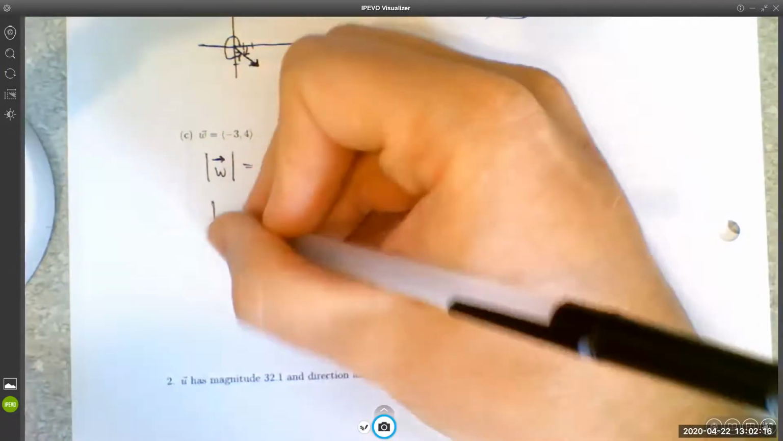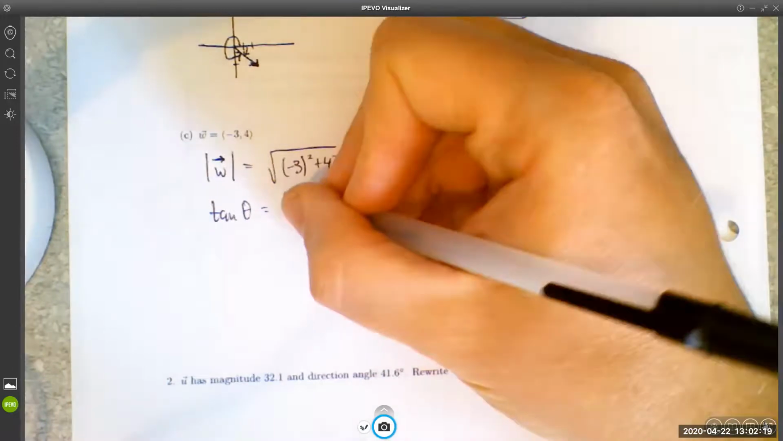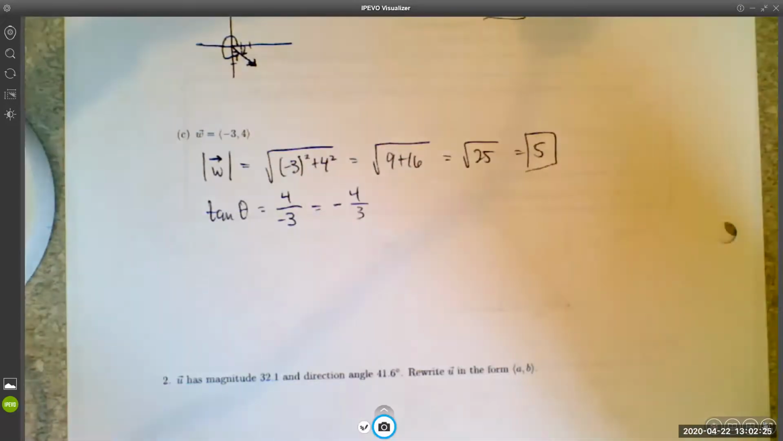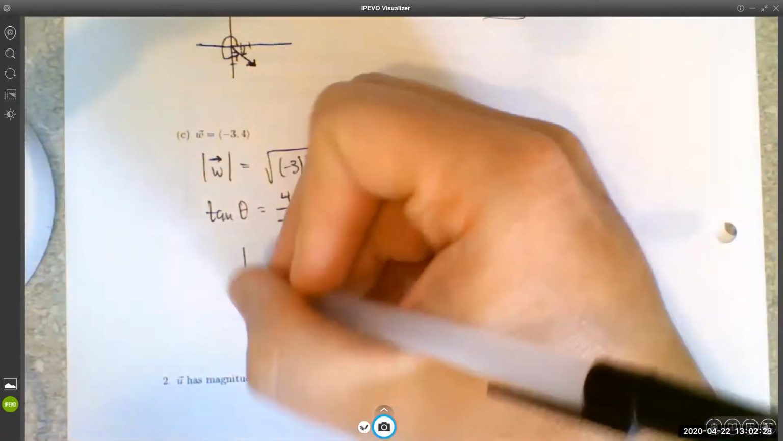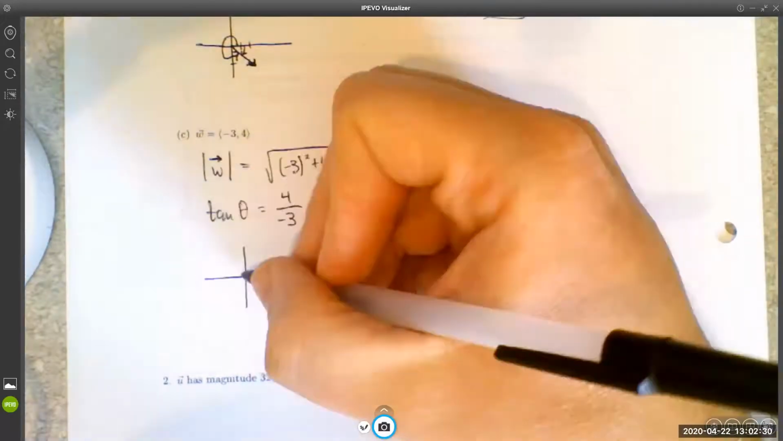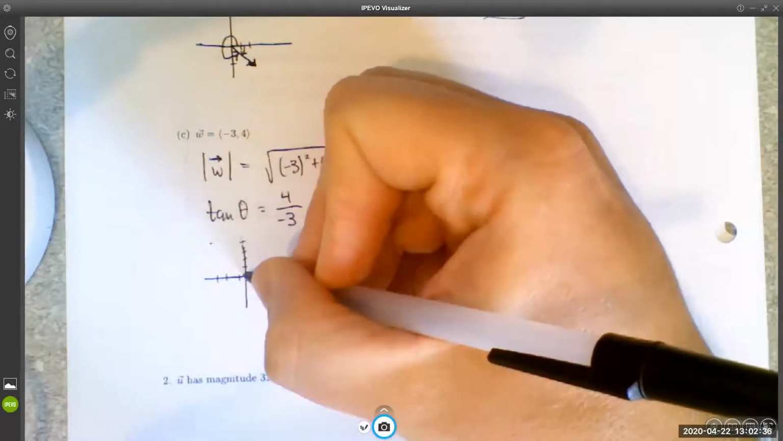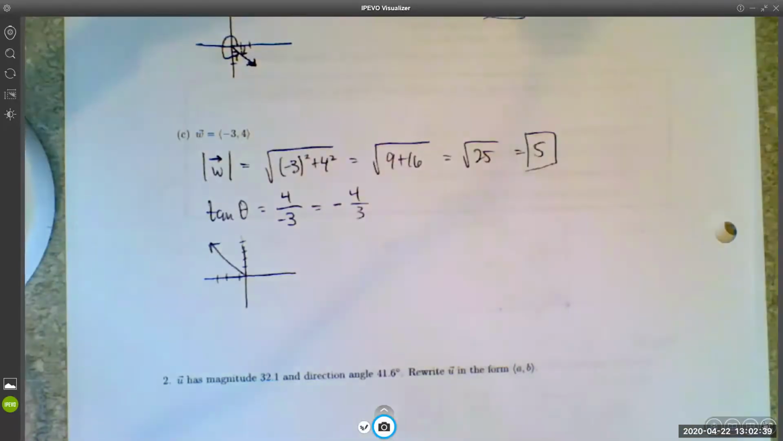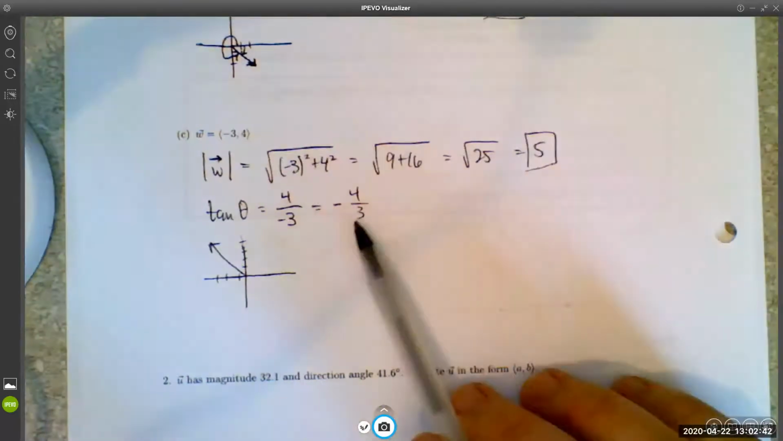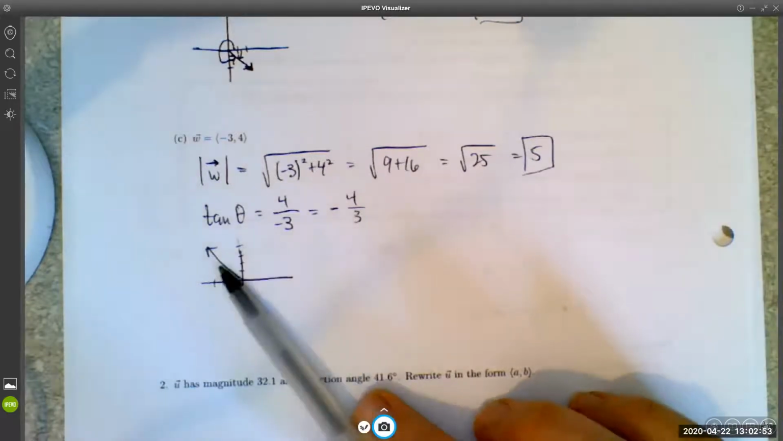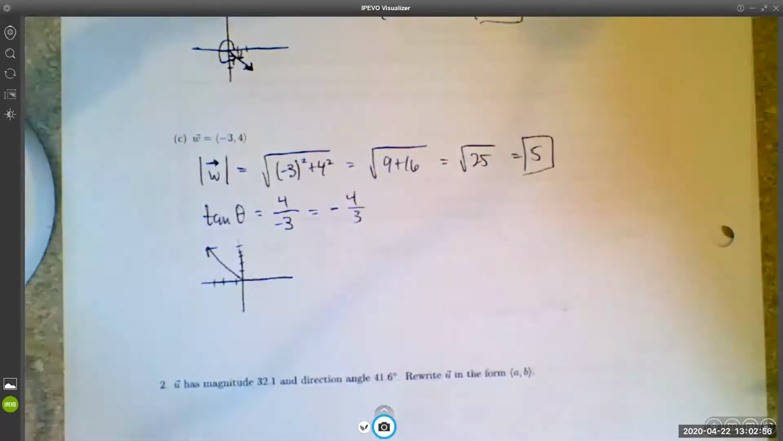Direction angle satisfies tan theta is b over a. So that's -4/3. Now, which quadrant do we need to be in? If w is -3, 4, that would be that vector right there, so we're in quadrant 2. If I take tangent inverse of -4/3, I'm going to get an angle over here in quadrant 4. So what I need to do is add 180 degrees to it so that I end up here in quadrant 2 where I'm supposed to be.